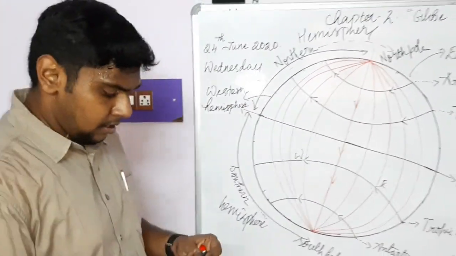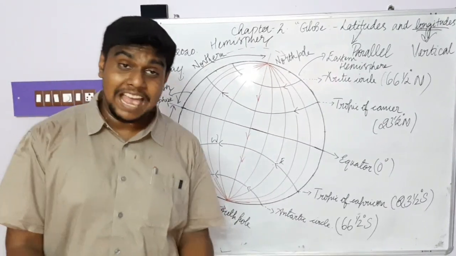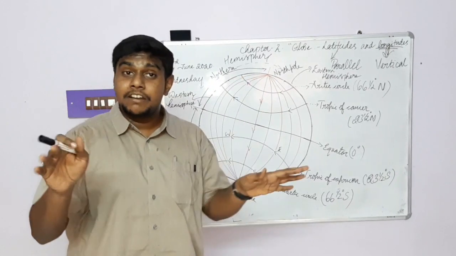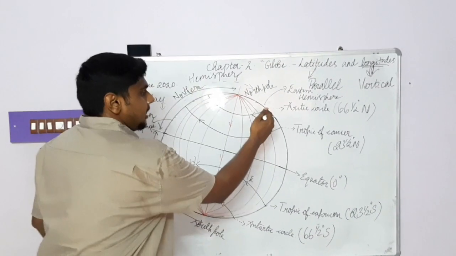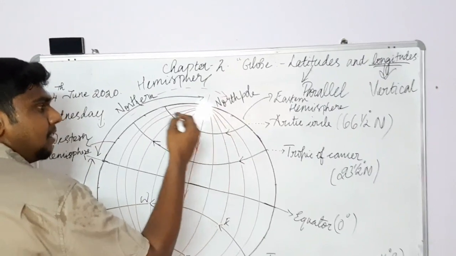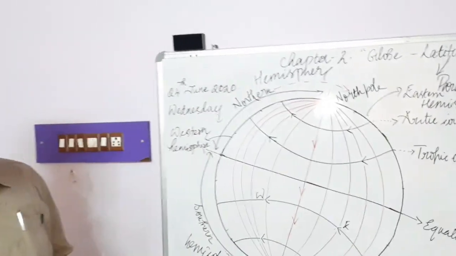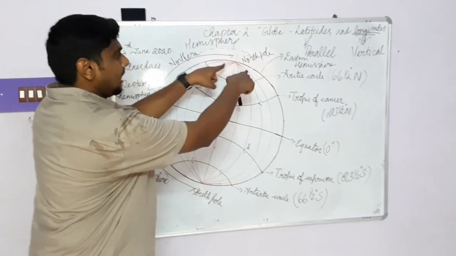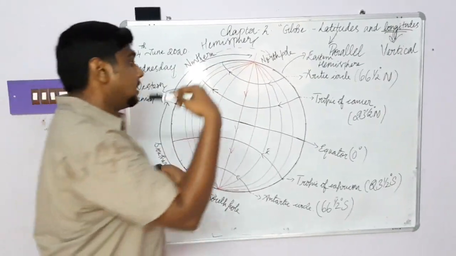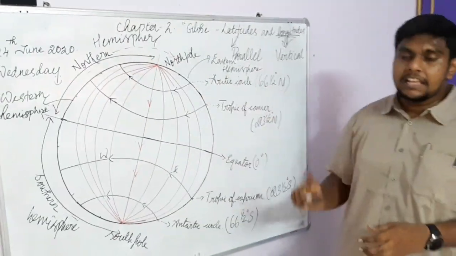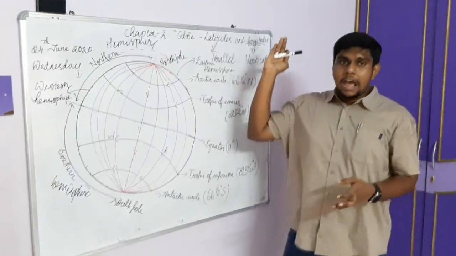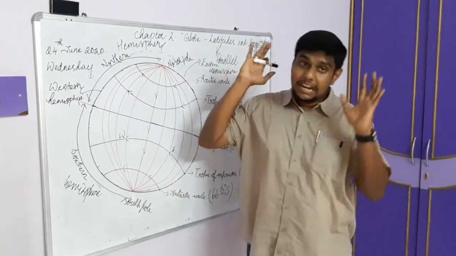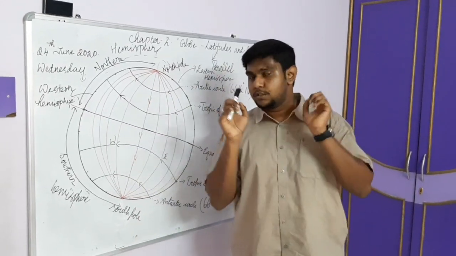So what are the special salient features about the latitudes? These latitudes never intersect each other. They start at one point and end at a different point. But longitudes start at the poles and again end at the same poles. So this is the basic concept about latitudes and longitudes, and I hope you got a clear idea about what is latitude and what is longitude.